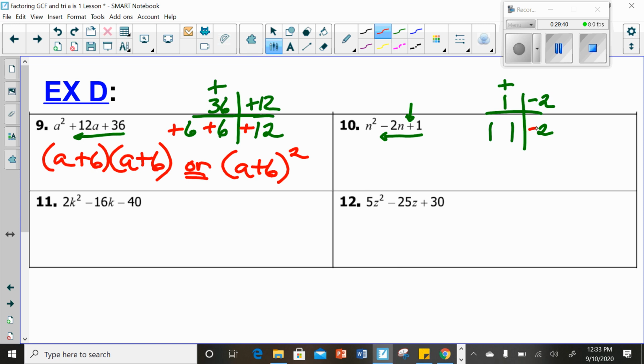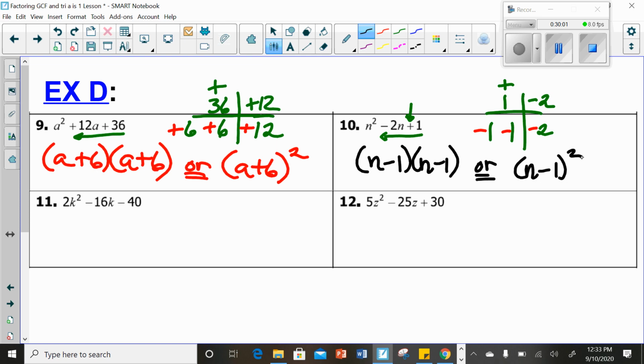We want our 2 to be negative. The bigger of the 2 carries the sign, since they're both the same, they both get the same sign. And so your binomial is going to look like n minus 1 times n minus 1. So again, just like example 9, you can write that as n minus 1 squared.